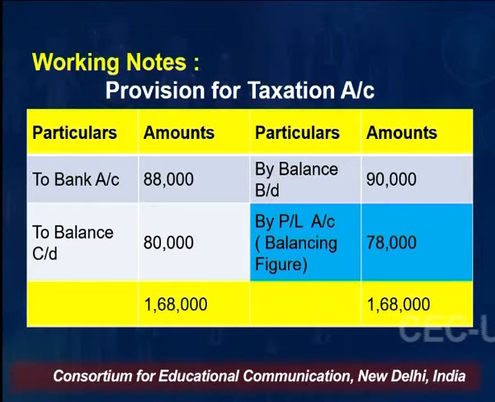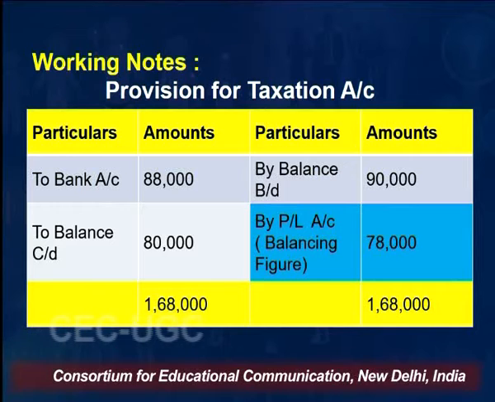Now there is no other information related to tax given in the question. So what we'll do, we'll make a total of both the sides, and whichever side has greater value, the other side will have the balancing figure. So if we look at the provision for taxation account in the working note, on the left hand side the total comes to be rupees 1,68,000, whereas on the credit side it is only 90,000. So the remaining value becomes 78,000.